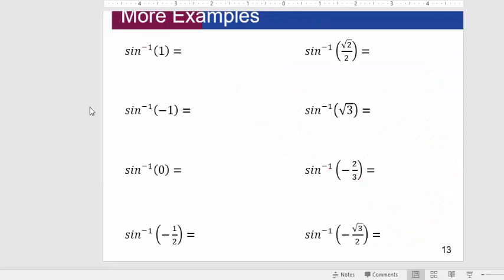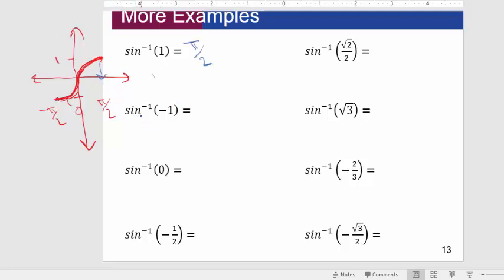And then I just included some more examples here. So what's the inverse sine of 1? In other words, which angle between negative pi over 2 and positive pi over 2 has a sine of 1? What you want to do when you are evaluating all these inverse sine problems is think about the portion of the sine graph that you're using. So, which angle between negative pi over 2 and positive pi over 2 has a sine of 1? Well, here's where the sine is 1. And what angle is it? It's right here. So it's pi over 2.